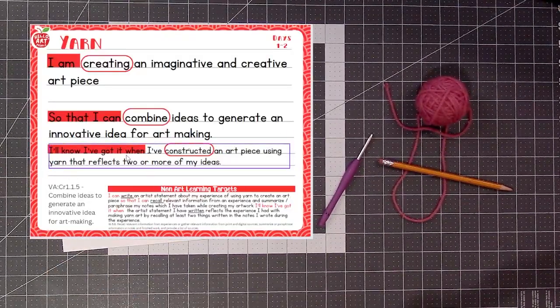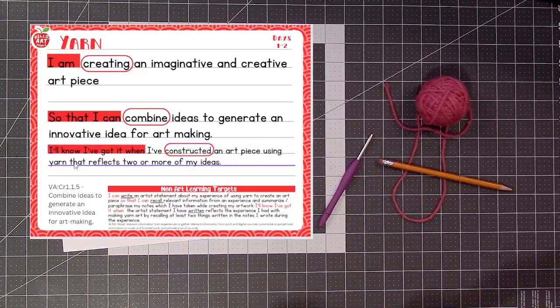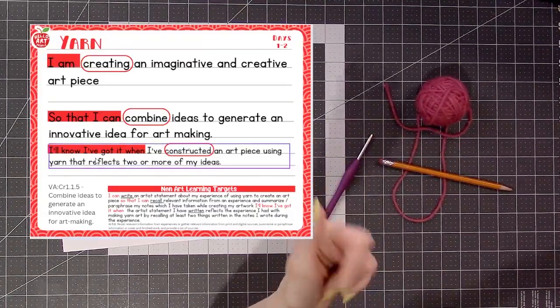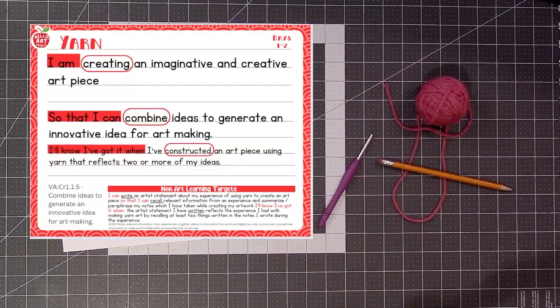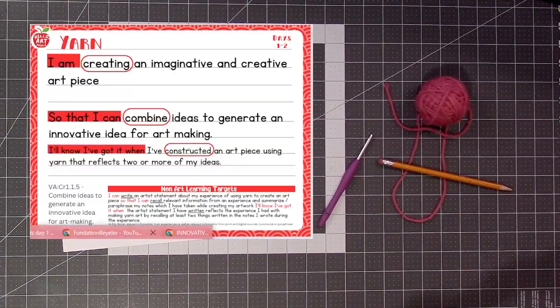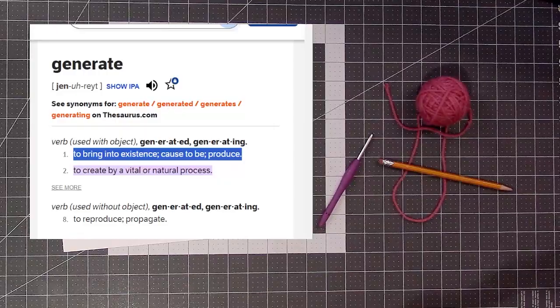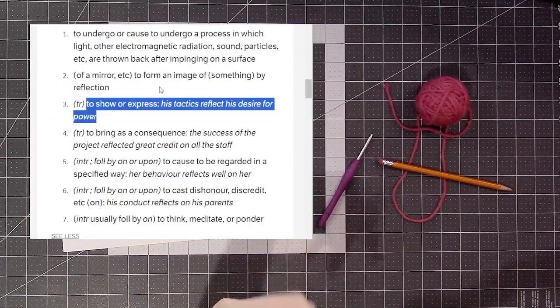I'll know I've got it when I've constructed an art piece using yarn that reflects two or more of my ideas. What does that mean? Reflects two or more of my ideas. To show it or express it.